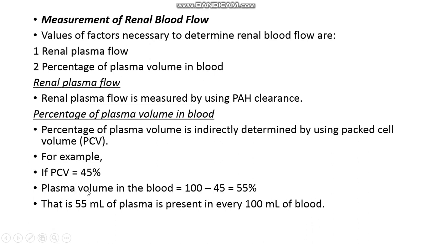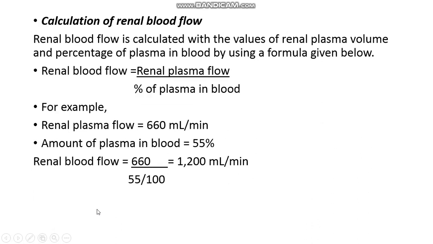For example, if the PCV is 45%, means plasma volume in the blood is 100 minus 45, which is equal to 55%. This we have discussed in earlier sections. PCV means packed cell volume. It is the volume of all the blood components, that is RBC, WBC and platelets together. So if the PCV is 45%, the percentage of plasma, that is the remaining portion of the blood, will be 100 minus 45, which is equal to 55%. That means 55 ml of plasma is present in every 100 ml of blood.